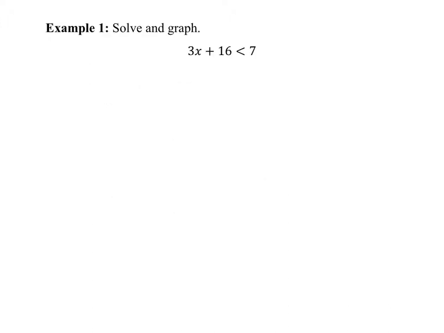So let's jump right into an example. I see a lot of you already scrolling through or right away, I'm sure you're already done with this one. Maybe move it over a little bit and divide. So I'm going to move the 16 over by subtracting it just like I would with an equation. I'm going to have 7 minus 16, which is negative 9.